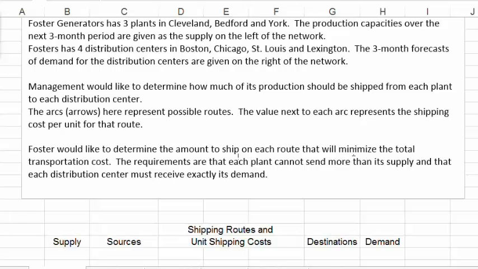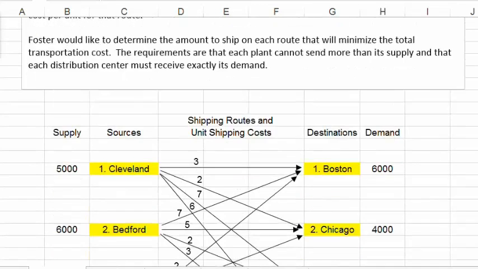Okay, so it says minimize the total transportation cost. So the total transportation cost will be like your objective function in a linear programming model. And the unit costs that are given, the little numbers there, are going to be your objective coefficients. Eventually we're going to formulate this as a linear programming model and solve it using Excel Solver. First we're going to play around with it before we formulate the problem.